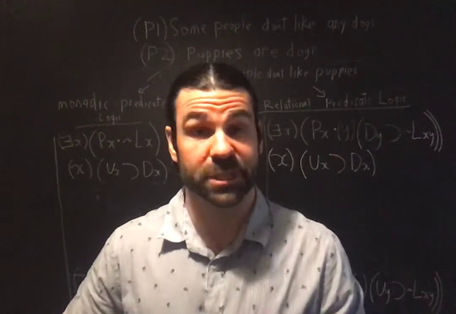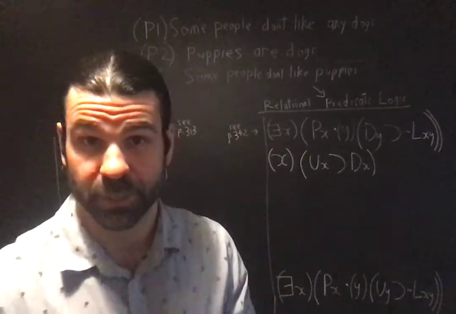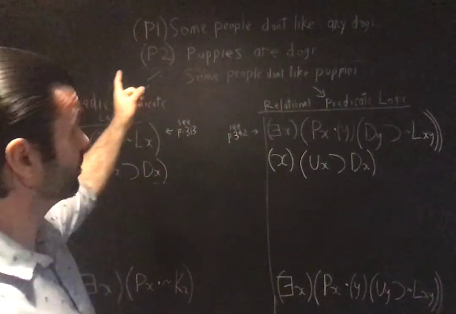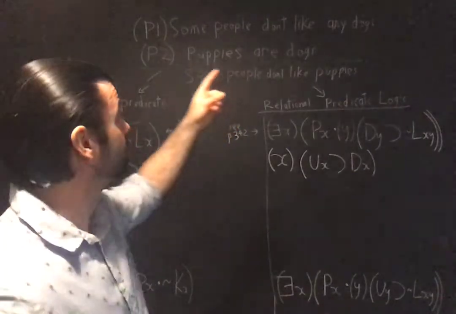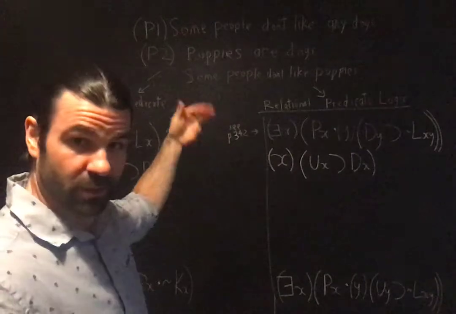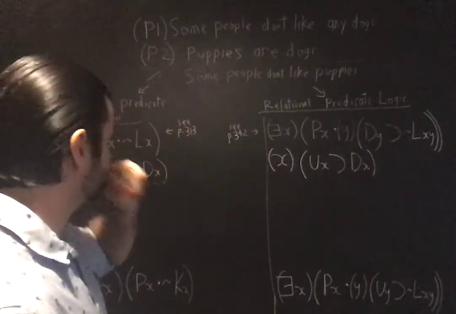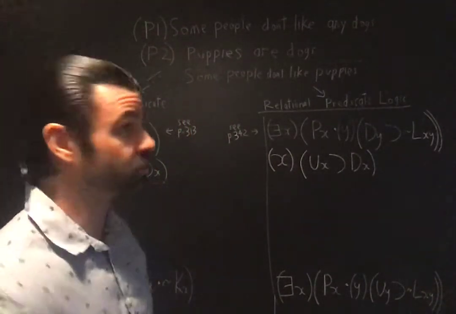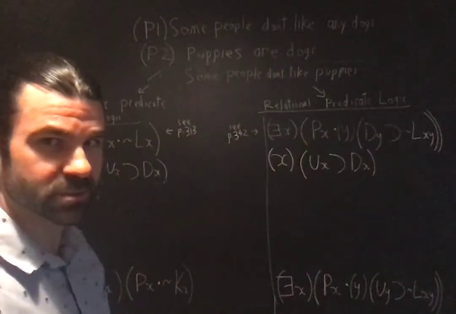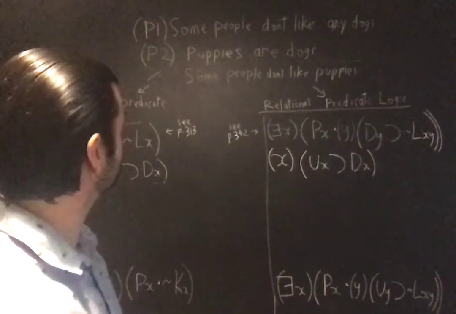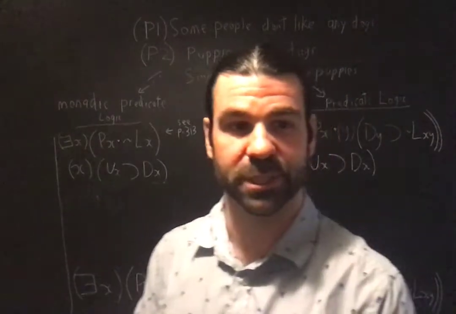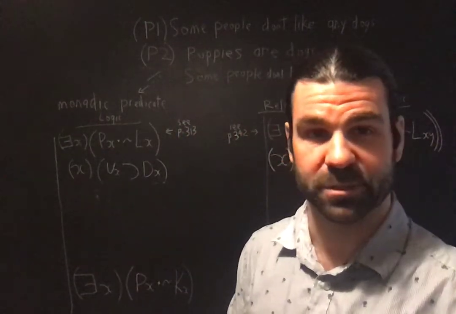So the argument that Klenk presents you with on the first page of Unit 17, page 313, is this argument up here. Some people don't like any dogs. Second premise, puppies are dogs. Therefore, conclusion, some people don't like puppies. You should look at that and say, if it's true that some people don't like dogs, and if it's true that puppies are dogs, then some people don't like puppies. That's a valid argument, right?